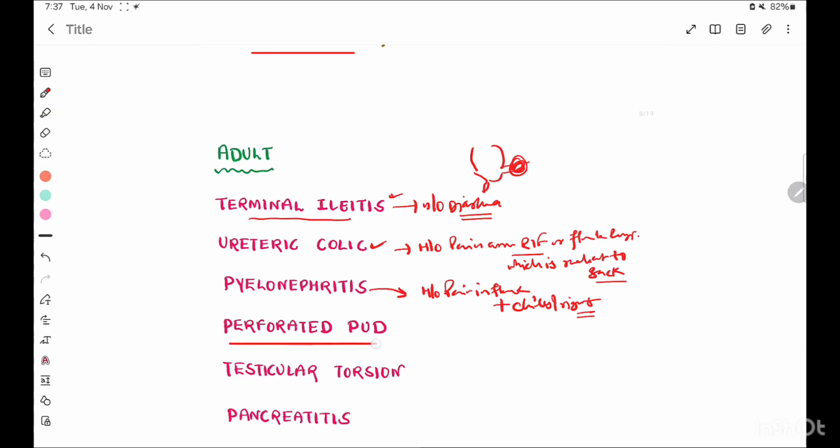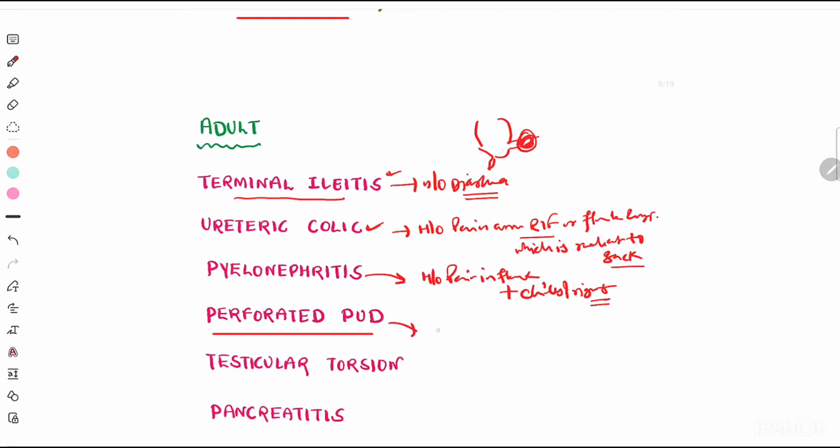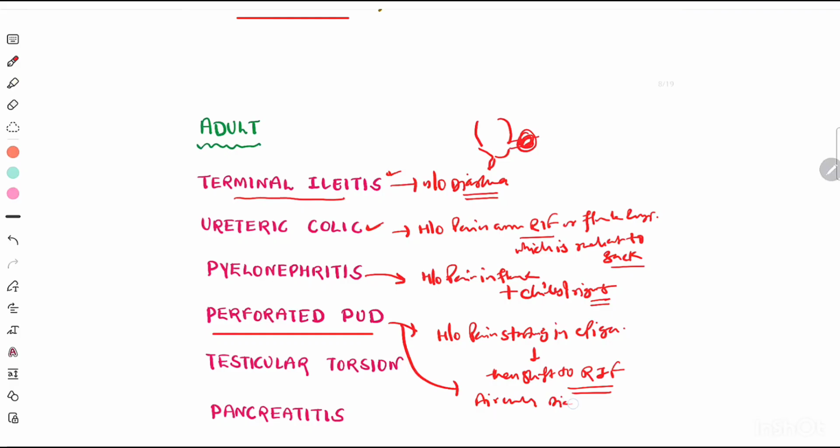And there can be perforated peptic ulcer disease, in which there is a history of pain starting in the epigastrium, which will then shift to the right iliac fossa, and you can see air under the diaphragm on chest x-ray. So these are the points in favor of perforated peptic ulcer disease. There will be pain in the epigastric region, which will shift to the right iliac fossa, and there will be air under the diaphragm on chest x-ray.